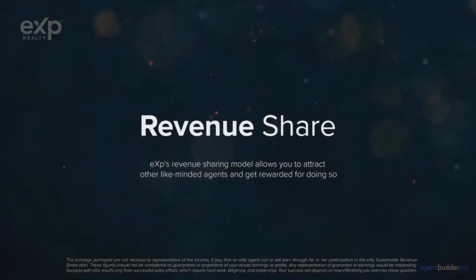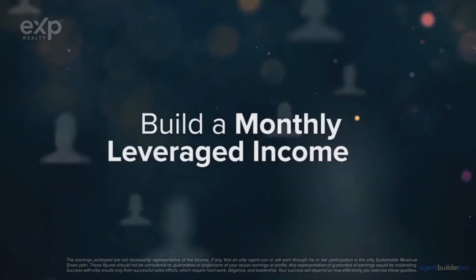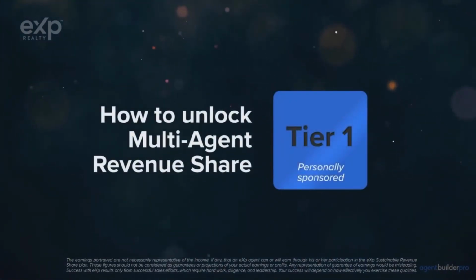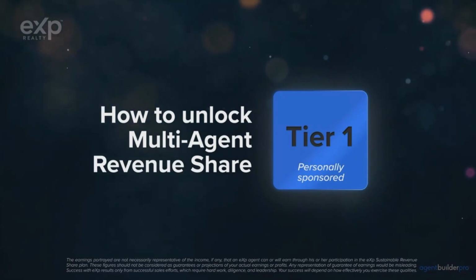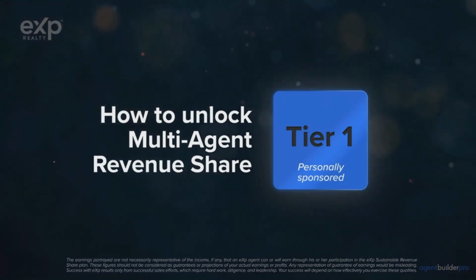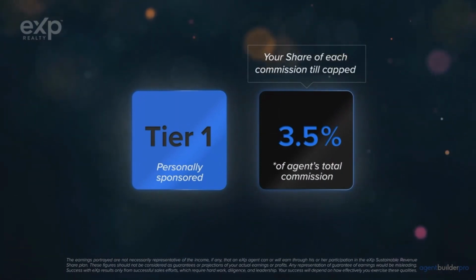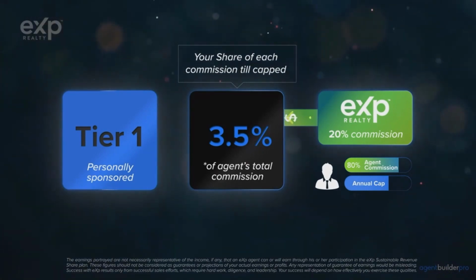One of the most exciting aspects of our compensation plan is our revenue sharing model, which allows you to build a monthly leveraged income by attracting productive agents to the company. Here's a breakdown of how the revenue sharing model works. Tier 1 contains the agents that you personally attracted to the brokerage. For each transaction on this tier, you'll get 3.5% of their total commission. This amount is taken out of EXP's 20%, not out of the agent's 80% commission.